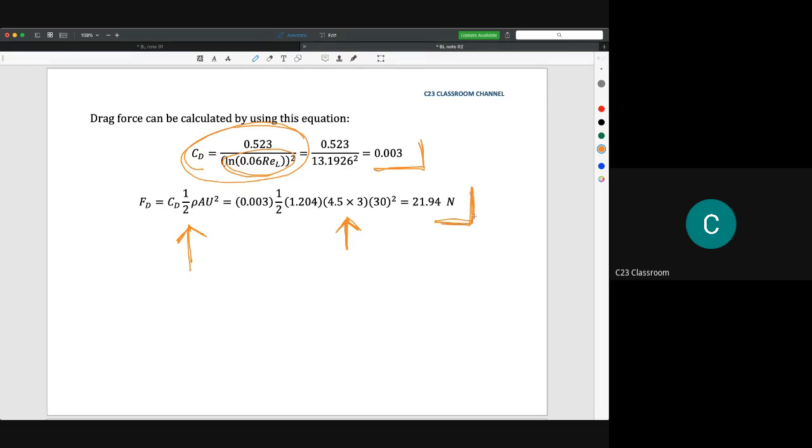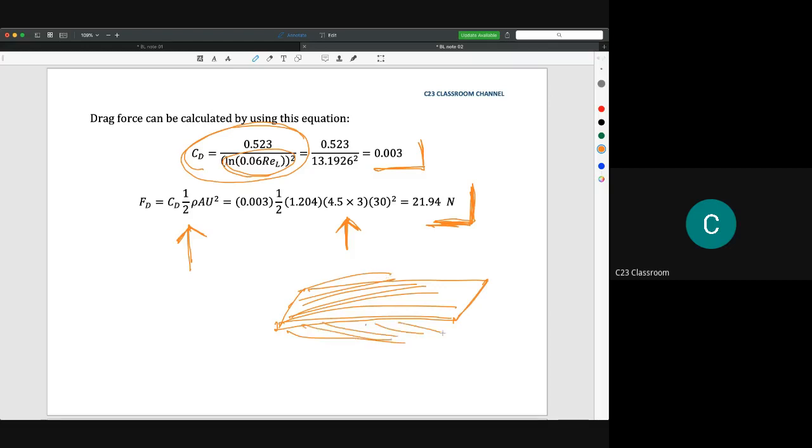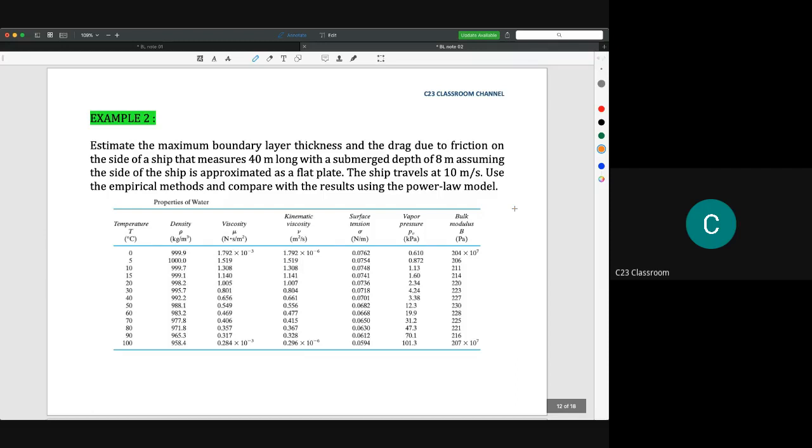Because the question asks to calculate the drag force only for one side, it is okay for us to have our final answer as 21.94. If the question asks to calculate the total drag force, you need to imagine that we have a plate here, and the boundary layer actually occurs at the top and at the bottom. So you need to multiply by 2 here to get the total drag force. I simplified that one.